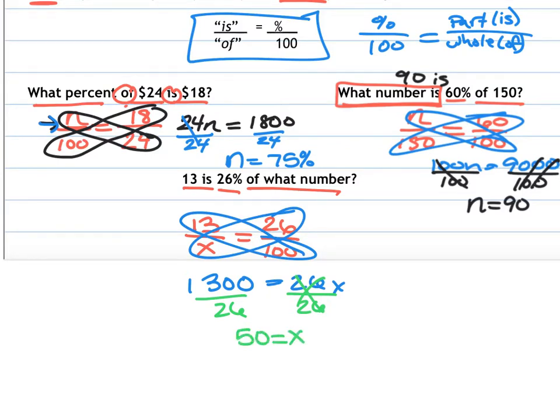So let me read it back to myself and make sure it makes sense. So that means that 13 is about a quarter, or 26%, of 50. There we go. And I know that 10 would be 1/5, which is 20%, and that's a little bit more, so that seems reasonable to me.